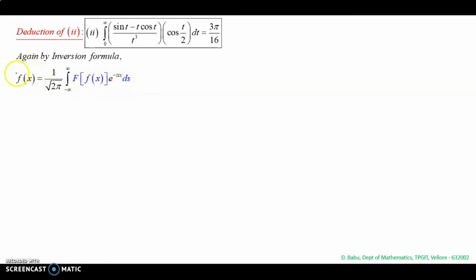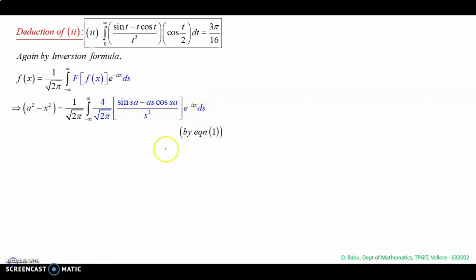So what is f of x? a square minus x square. What is the Fourier transform of f of x, which is given in equation 1? This implies a square minus x square equals 1 divided by square root of 2 pi, integral from minus infinity to plus infinity of 4 divided by square root of 2 pi, (sin sa minus as cos sa) divided by s cube, e power minus isx, ds.